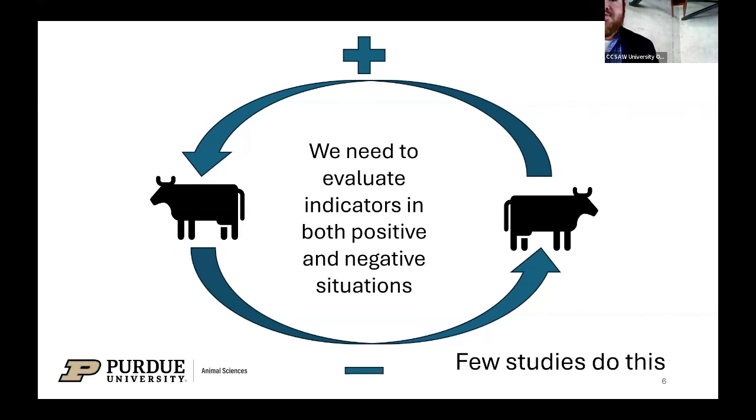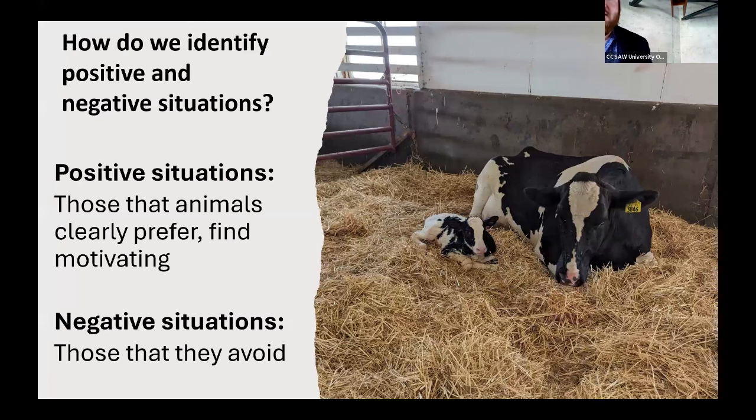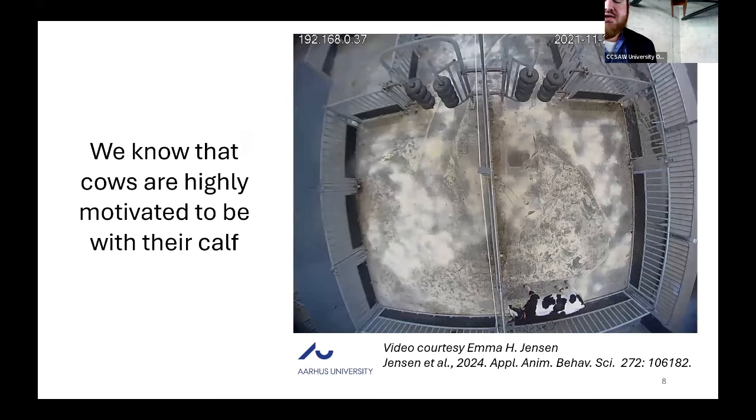So let's just first define how do we identify positive and negative situations? Rather intuitive, I promise. Positive situations are those that animals clearly prefer and find motivating. Negative situations are those that they avoid. So one thing we know about dairy cows, they are highly motivated to be with their calf.